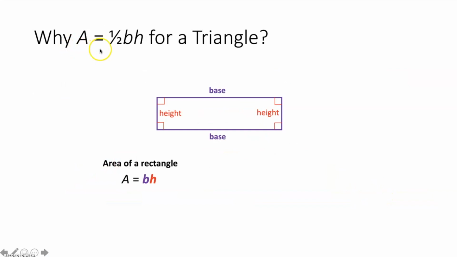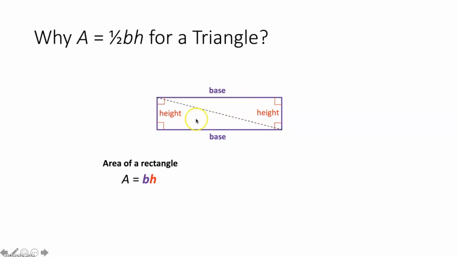Now let's talk about why the area of a triangle formula is 1/2 base times height. Below we have this rectangle, and we know the area of a rectangle formula is area is equal to base times height. So what we're going to do in this rectangle is draw a diagonal connecting one vertex to the opposite vertex. Now what happens when we do that is we have created two right triangles here.